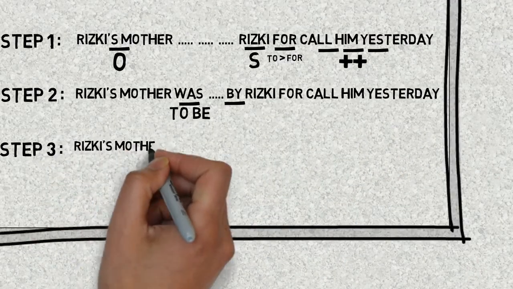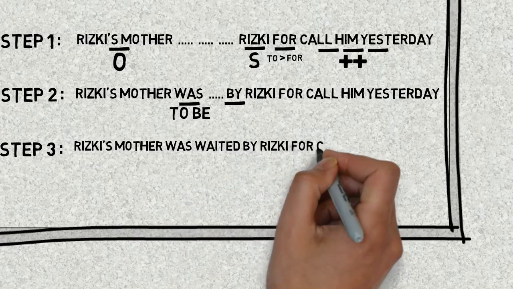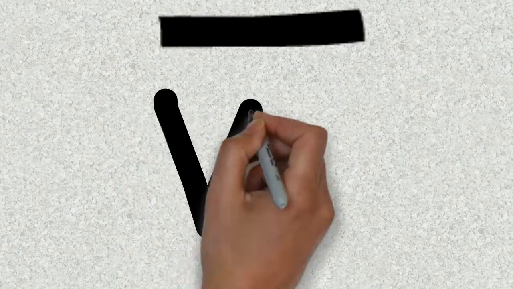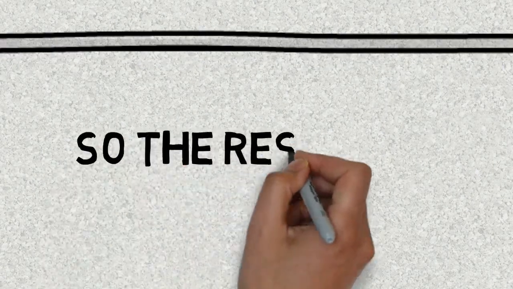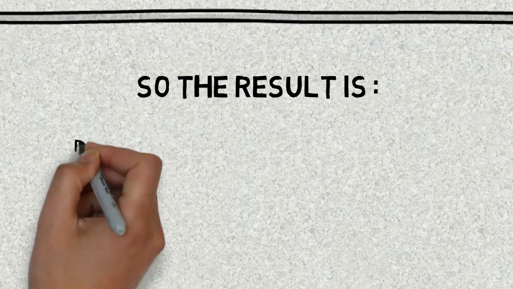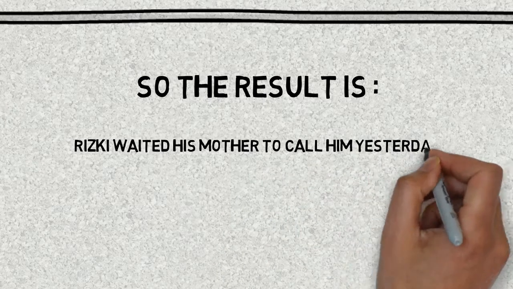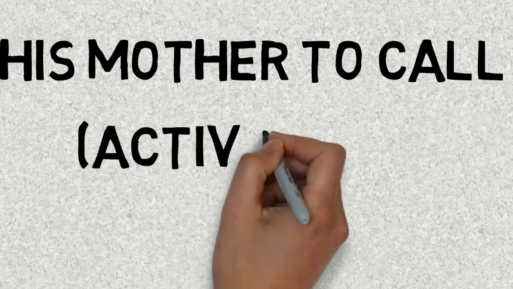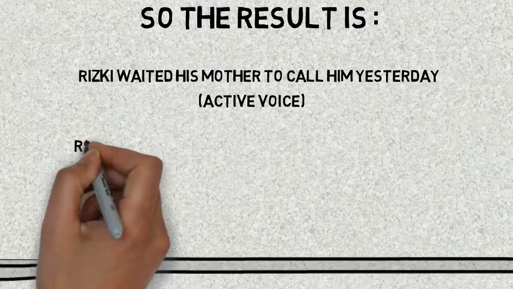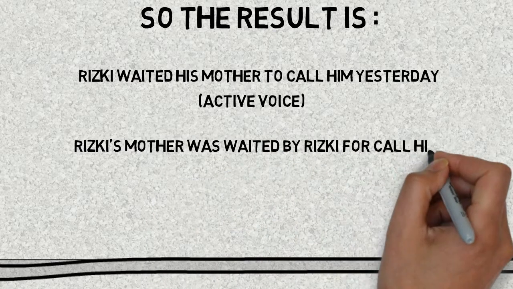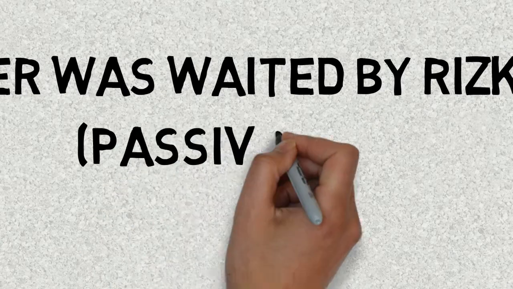And step 3: Rizky's mother was waited by Rizky for call him yesterday. Change waited into a verb 3. So the result for the active voice is Rizky waited his mother to call him yesterday. Then we change it into a passive voice, so we get Rizky's mother was waited by Rizky for call him. That is for the passive voice.